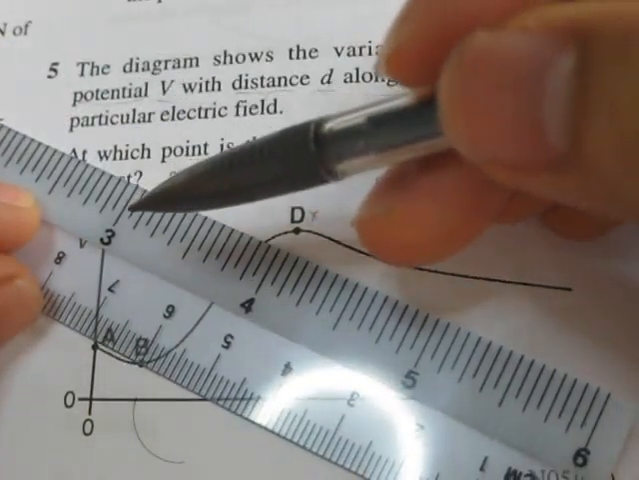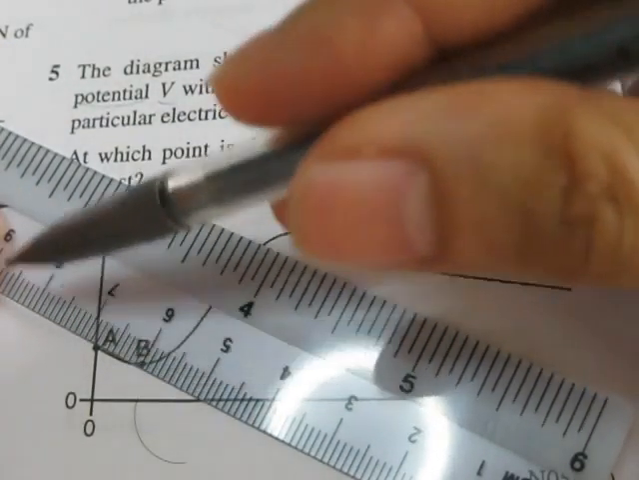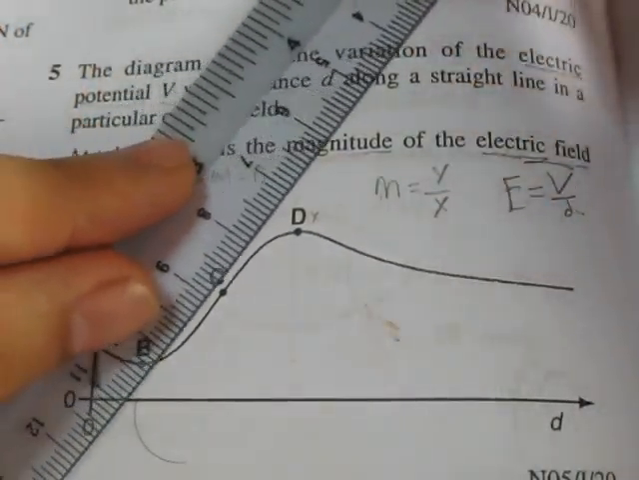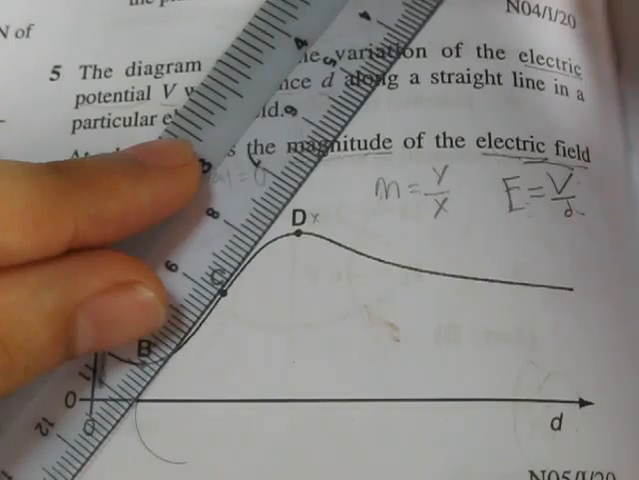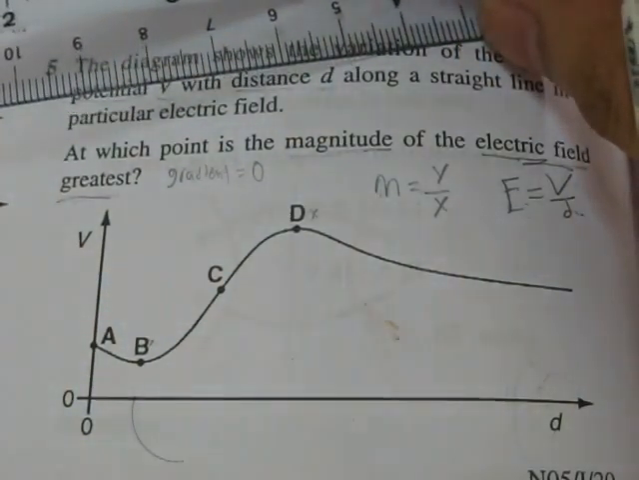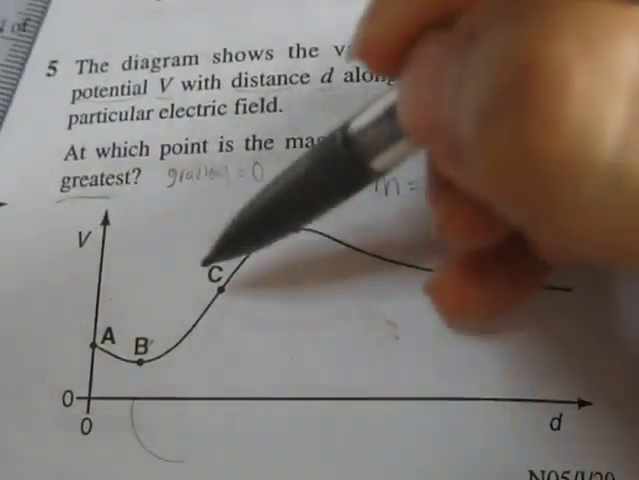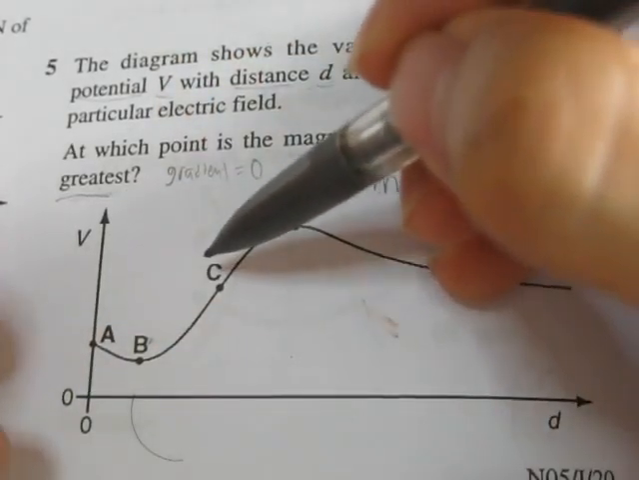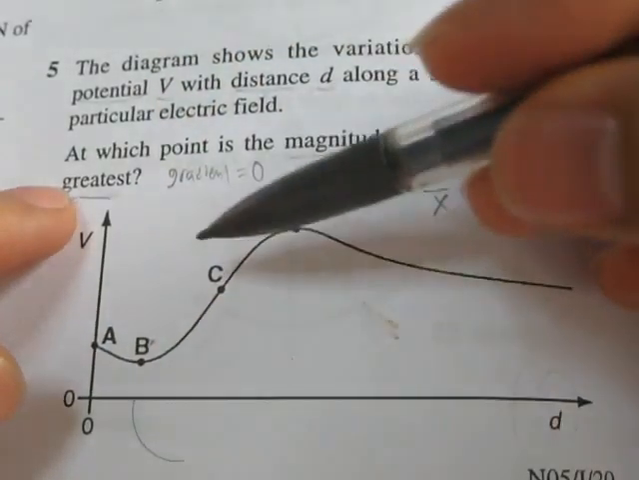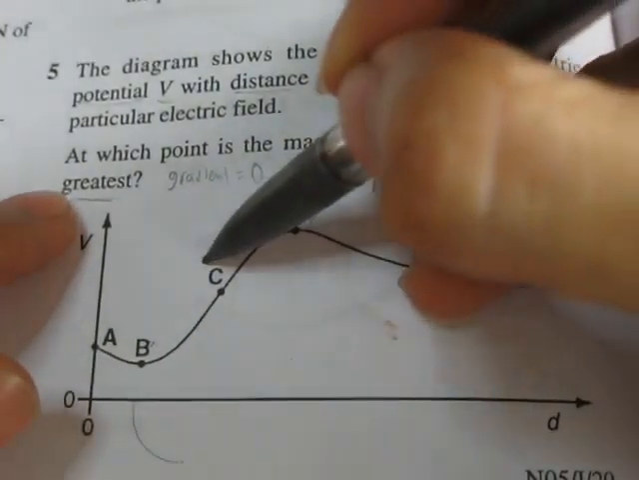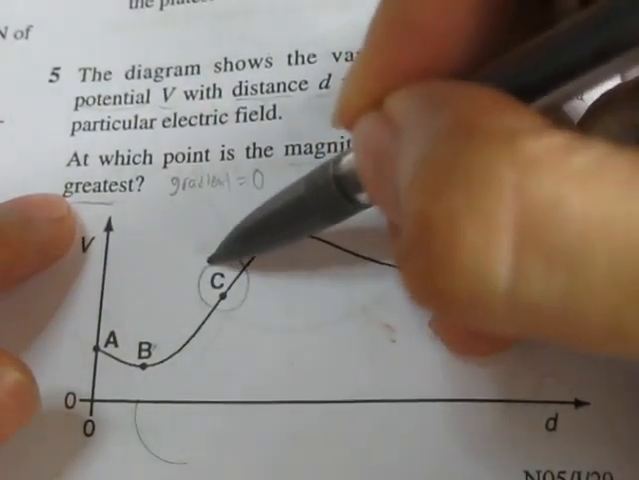For A, the gradient looks something like this. This is the slope, the magnitude of the slope. But for C, the gradient is so much greater. You can see the slope is so much greater. If you have your book and your ruler, I strongly advise you to go and try this out. So C has the greatest gradient, compared to all the points. So if C has the greatest gradient, what does this mean? It means your electric field is greatest. The magnitude of the electric field is greatest. C is the answer.